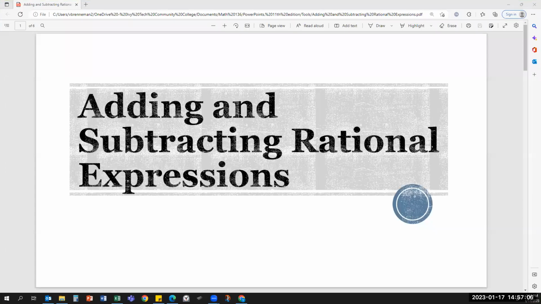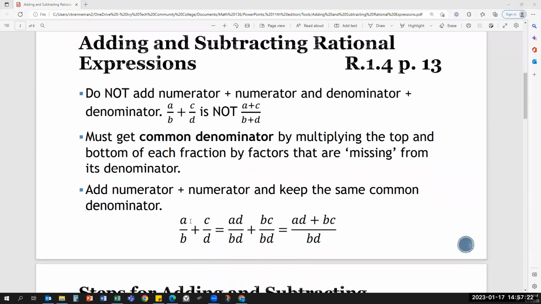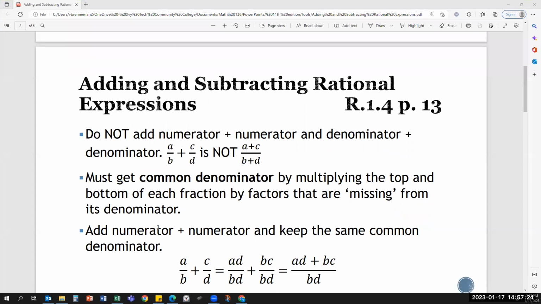Let's talk about adding and subtracting rational expressions. If you have not yet done so or need a refresher, go back to rational expression basics to make sure that you have the general starting basis. But adding and subtracting rational expressions: fractions that have algebraic expressions within them.